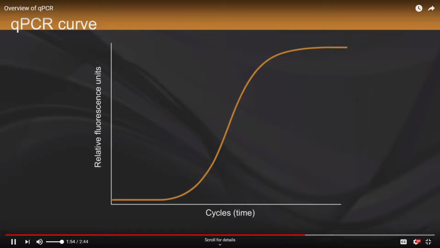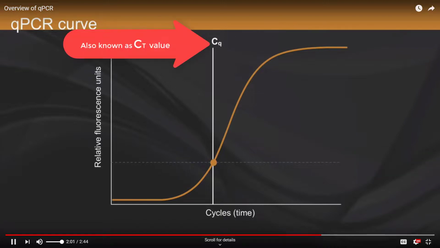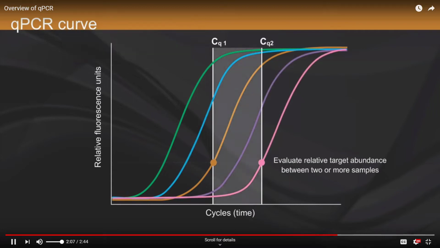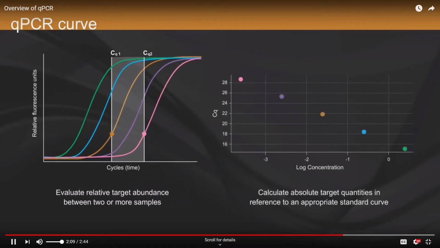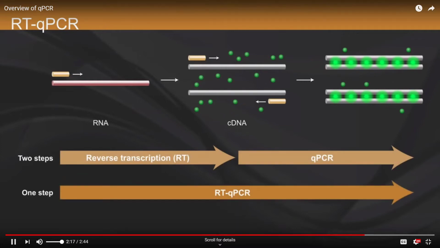When the fluorescent qPCR signal is detectable over the background fluorescence, a quantification cycle, or Cq value, can be determined. Cq values can be used to evaluate relative target abundance between 2 or more samples, or to calculate absolute target quantities in reference to an appropriate standard curve. qPCR can also be modified to detect and quantify RNA.